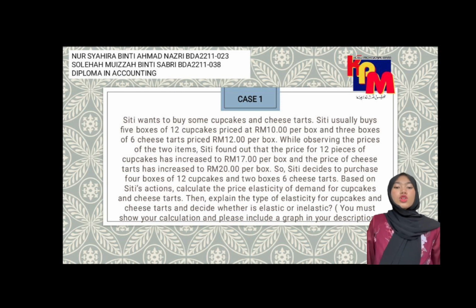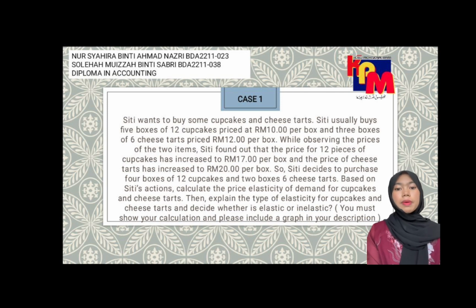PDA2211023. So I'm gonna explain the subtopic of elasticity. I'm going to explain case 1, price elasticity of demand. First, let me read the question.